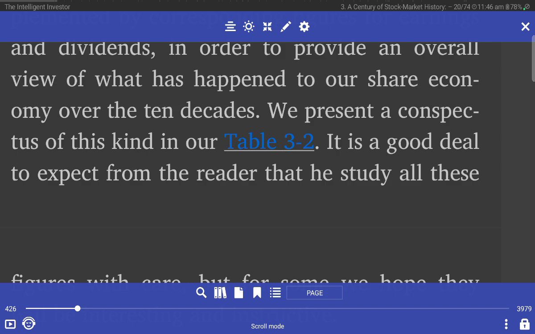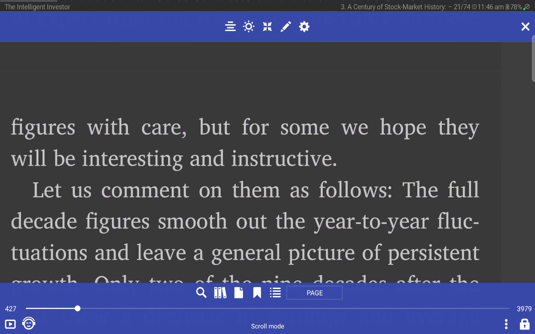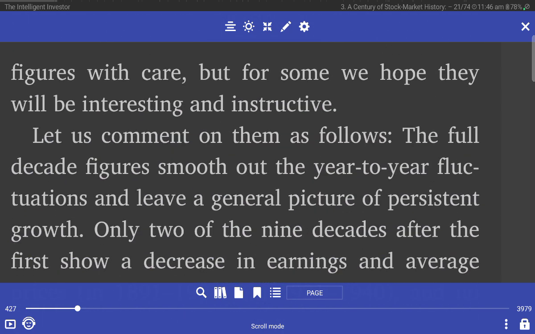We present an extensive table of this kind. We do not expect the reader to study all the figures, but we hope that some of them will be interesting and instructive. Let us comment on them as follows.